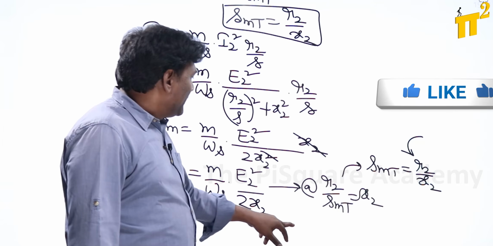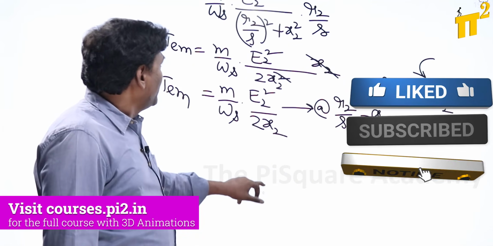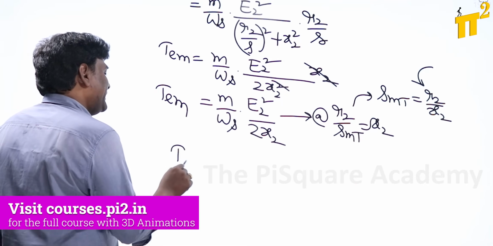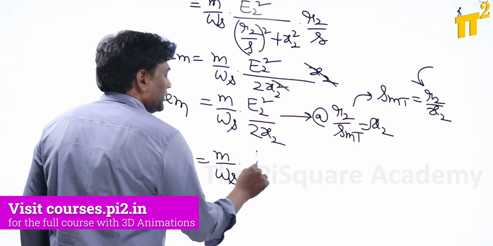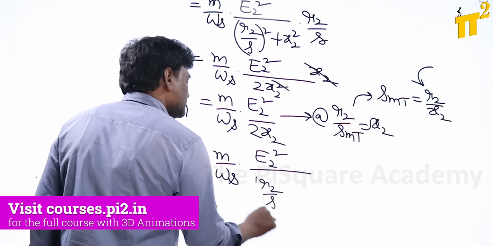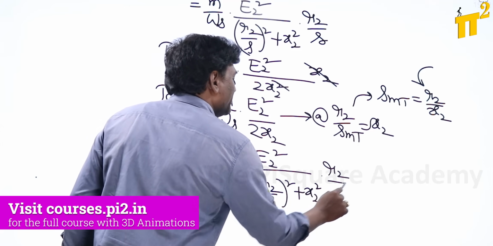Now, this is the maximum torque. Now let me think of normal running torque. TD or TE is going to be m by omega s into E2 square divided by, (R2 by s) square plus X2 square, into R2 by s.